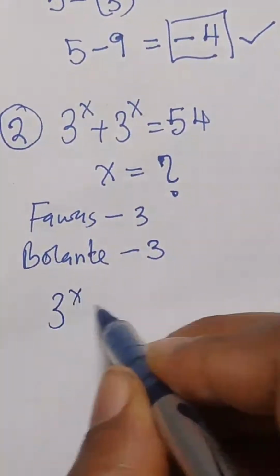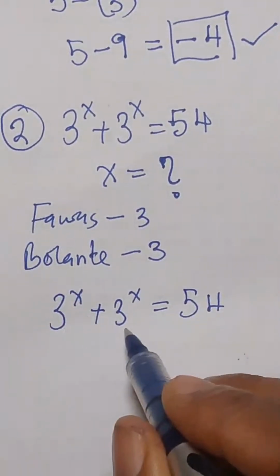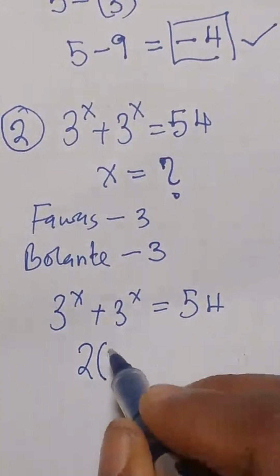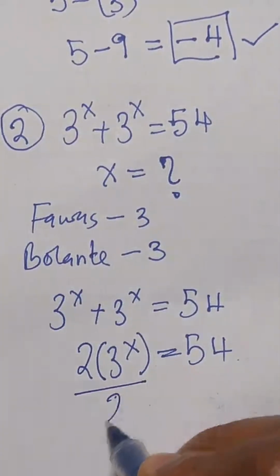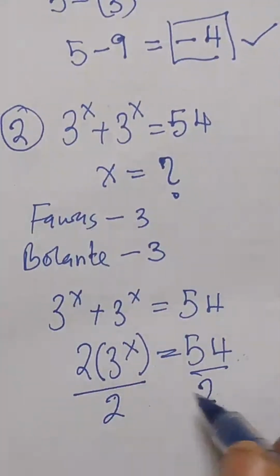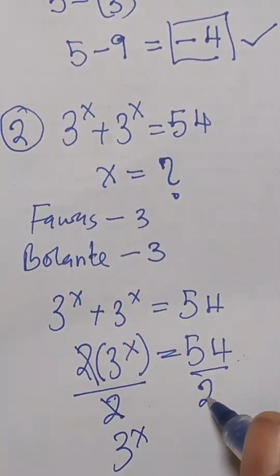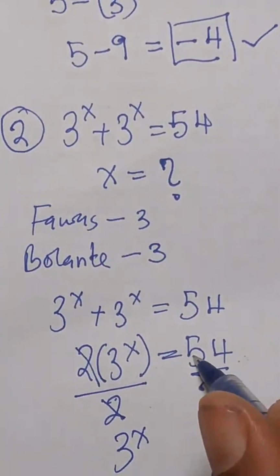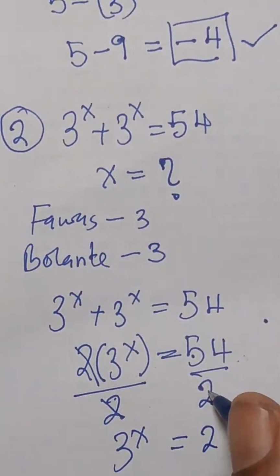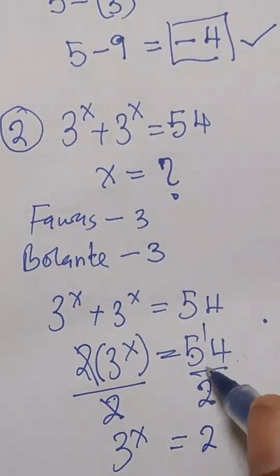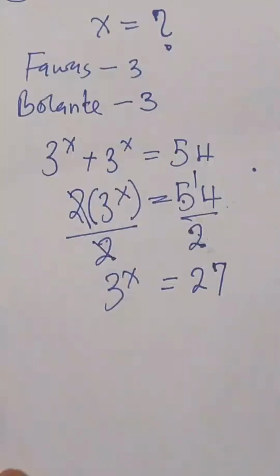We have 3 raised to power x plus 3 raised to power x equal to 54. 3 raised to power x plus itself will give us 2 of 3 raised to power x equals 54. So divide this side by 2, divide this side by 2. And remember, our aim is to make x the subject. We cancel here, and we have 3 raised to power x. Now, 54 divided by 2: 5 divided by 2 gives 2, 2 times 2 is 4, 5 minus 4 is 1. We add that 1 here. We have 14. 14 divided by 2 is 7. That is how you do it to get 27.